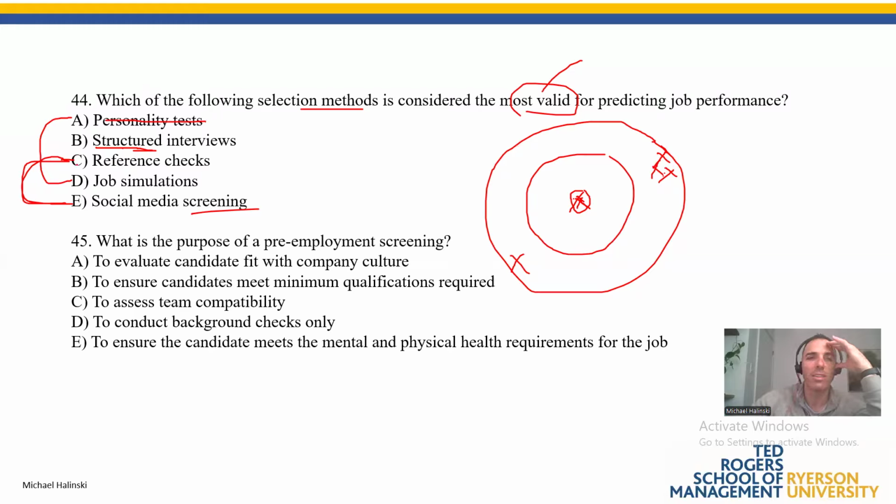Reference checks. Reference checks are actually found to be not really that valid, not really that reliable, because one, you're only going to give referee details to people you know are going to give you a good review. So they're going to be biased. Okay. Job simulations. Hmm.